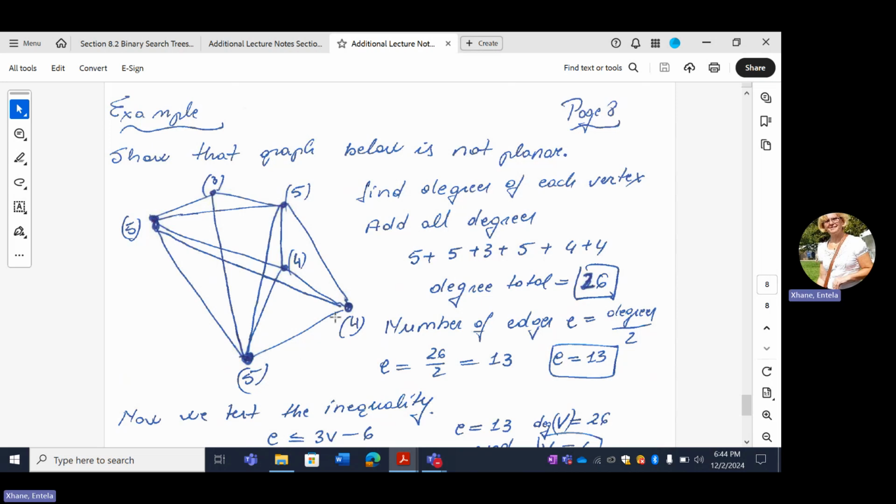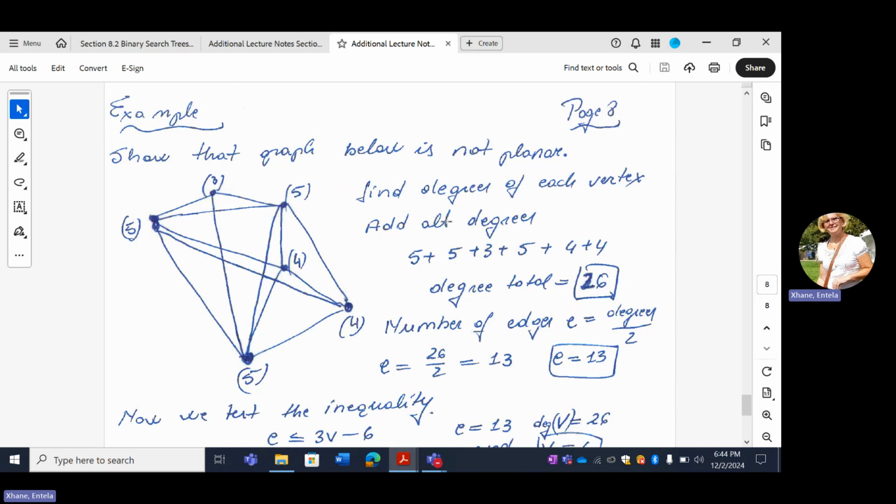Now that I know the degrees, the next step is I get the total number of the degrees by adding them up. So I have 5 plus 5 plus 3 plus 5 plus 4 plus 4. So the degree total is 26. Now, why do I need the degree total?